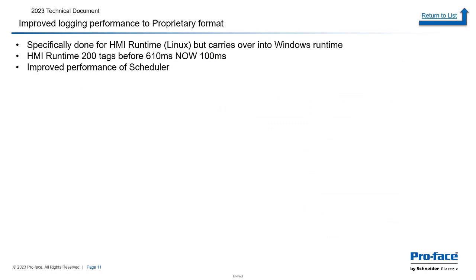Now we get into something that's a little bit more interesting: improved logging performance to proprietary format. This is specifically done for the HMI runtime Linux box, but perhaps this can carry over into the Windows runtime. Here's one benchmark that I have for now, in the HMI runtime. It used to take 610 milliseconds to get 200 tags. Now we can get that in 100 milliseconds. And then basically what we're looking at is some improved performance of the scheduler.